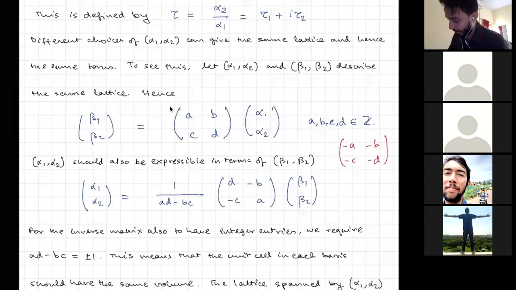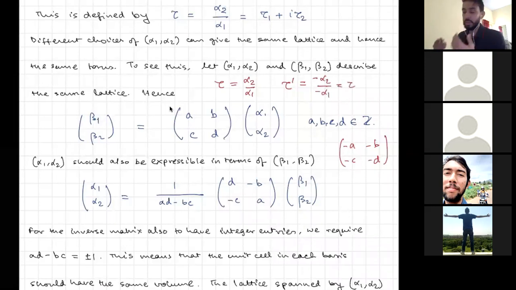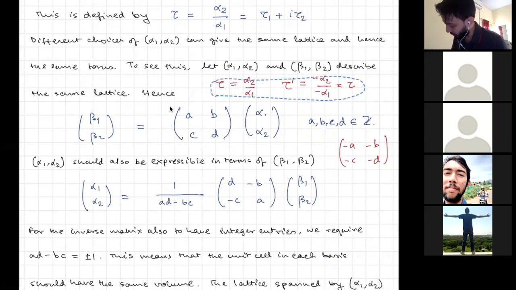What I'm trying to say is that the tau you're going to get by alpha 2 by alpha 1, and the tau prime which is minus alpha 2 by minus alpha 1, these are actually the same, right? Exactly, yes. So it's not the full group. You need to mod out by a Z2. Yeah, that's what I was trying to say. Okay, thanks. Yeah, sure, absolutely.